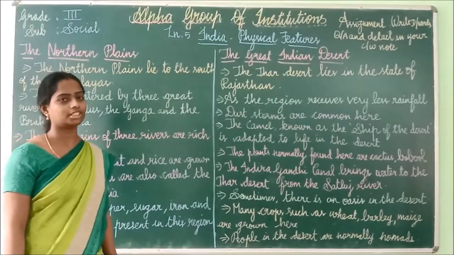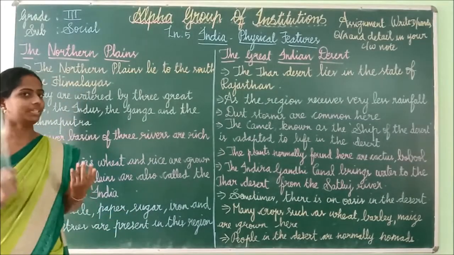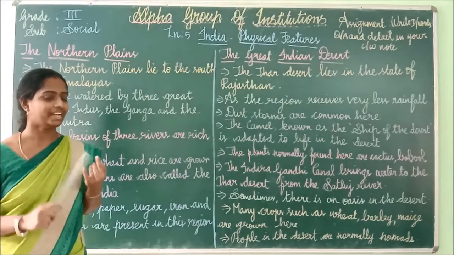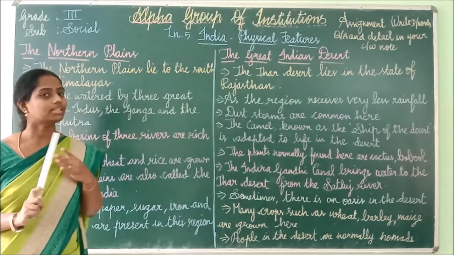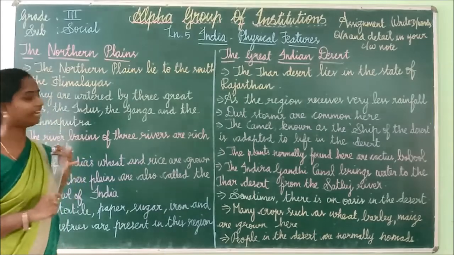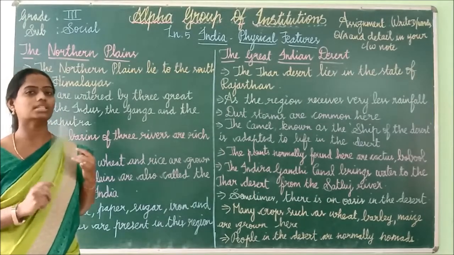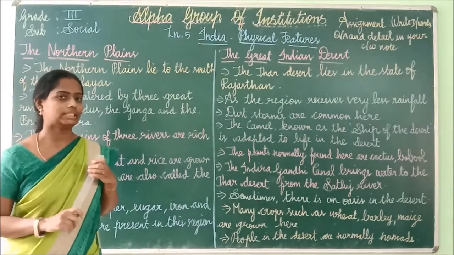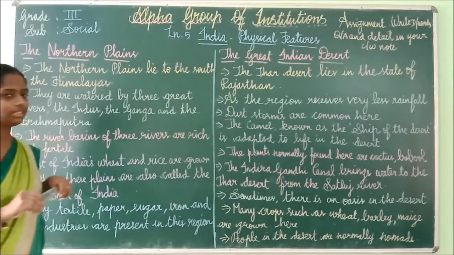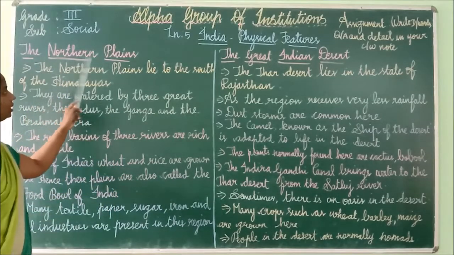What I said before, children, India is broadly classified into 6 natural regions, isn't it? The second one, what I said, the northern plains. That is what we are going to discuss here. Okay children, shall we start to see the northern plains?